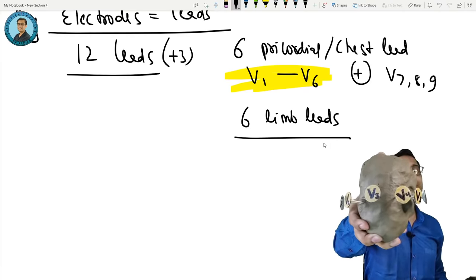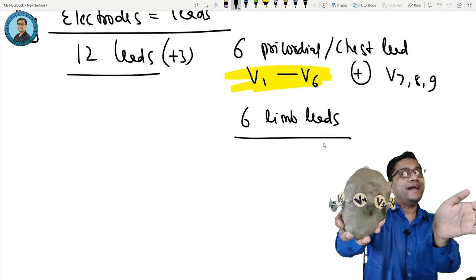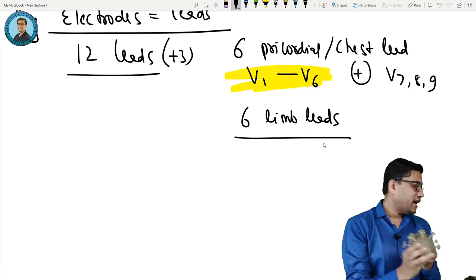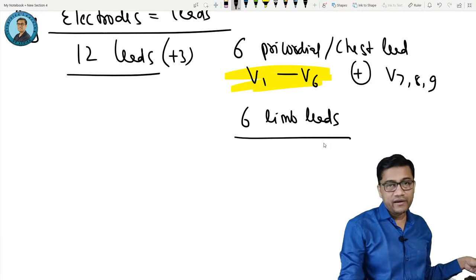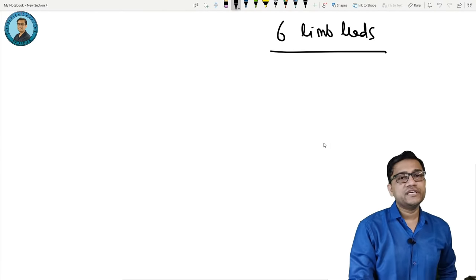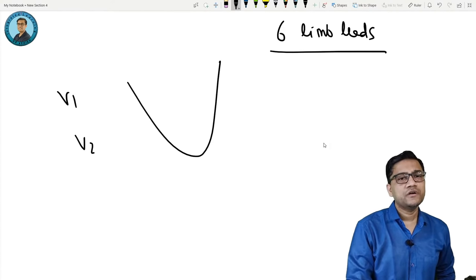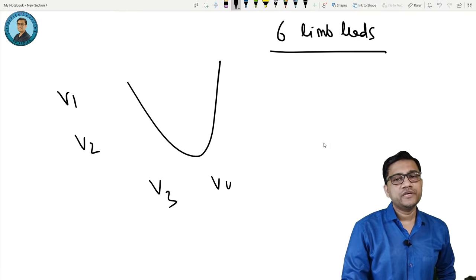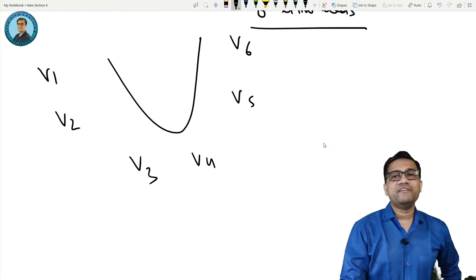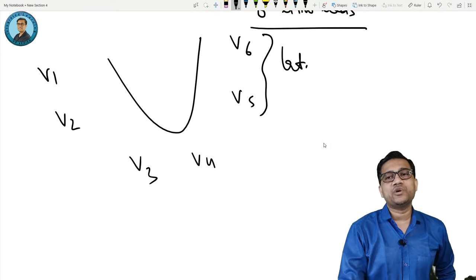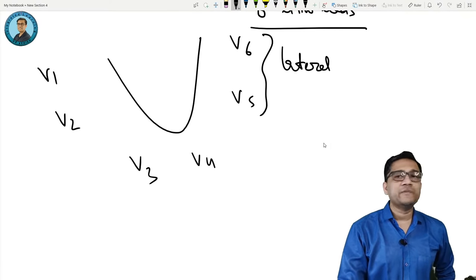Can you see them? Anterior, lateral, and this is septal. So these are the 6 main leads we are having. Let me show them. We are doing the chest leads. Let's say this is the heart. This is V1, V2, V3, V4, V5, V6. What are V5 and V6? They are lateral, and please make notes. I will try to provide them, but please make a note.